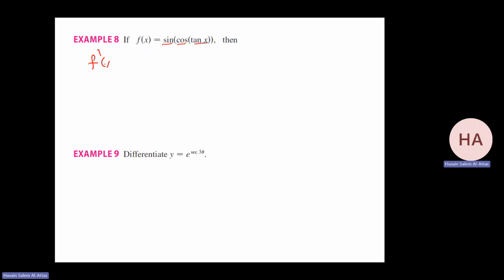So f prime will be the derivative of the outer, cosine, at this: cosine tan x. Are we done? Not yet. I need to find the derivative of this, which is minus sine at tan x. Are we done? No. I need the derivative of this, times secant square x. Are we done? Yes, because I need x, but the derivative of x is 1. So we are done. So that will be the answer.